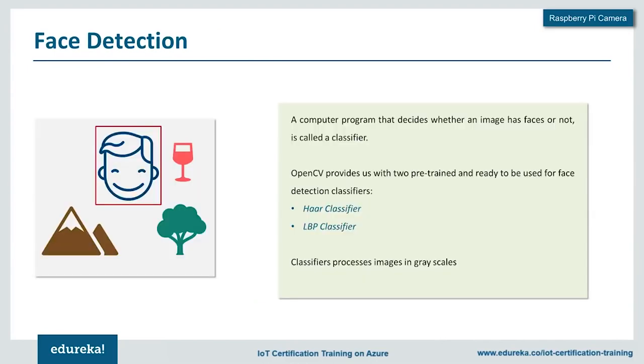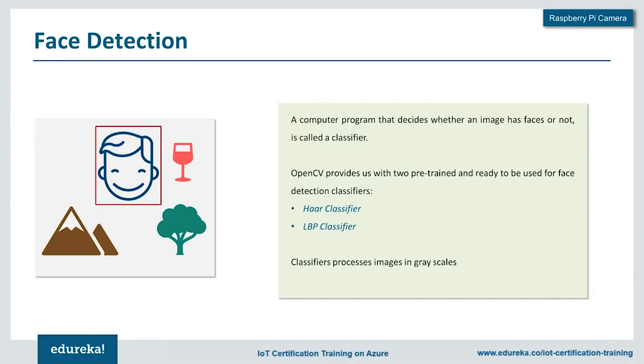Now, when we talk about face detection, the first stage of face detection is wherein a program actually decides whether an image has a face or it does not. And this stage in itself is called a classifier. In order to achieve this, OpenCV provides us with two pre-trained and ready-to-use face detection classifiers, which are part of it. We have the Haar classifier and we have the LBP classifier as well.